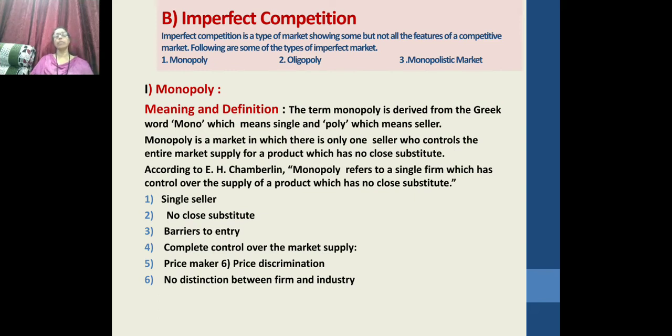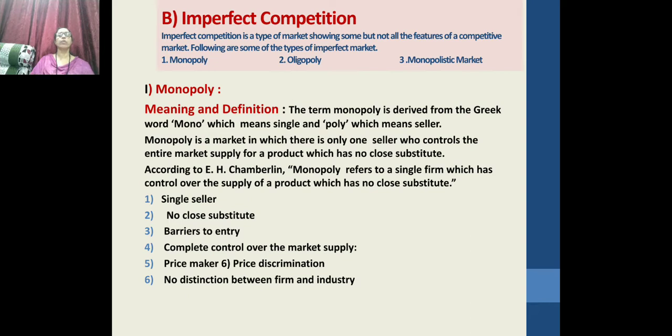Now, what is imperfect competition? Imperfect competition is a type of market showing some but not all the features of the competitive market. These types of markets are mainly three, that is monopoly, oligopoly and monopolistic market. So in imperfect competition, we are here to discuss these three types of market. The first one, monopoly.